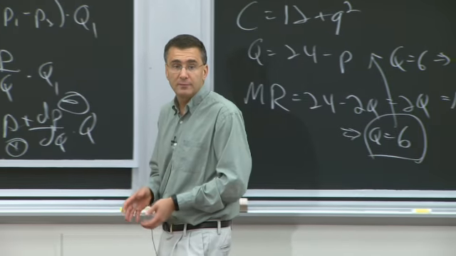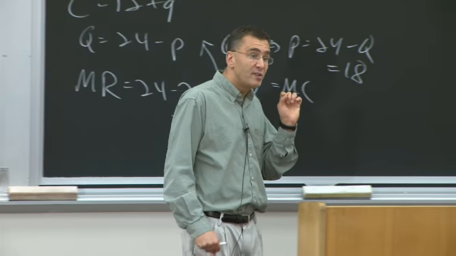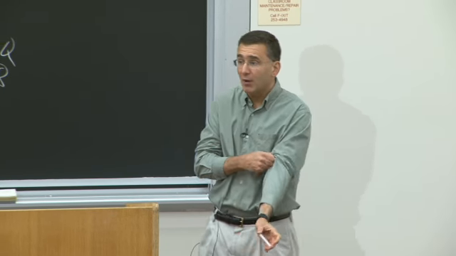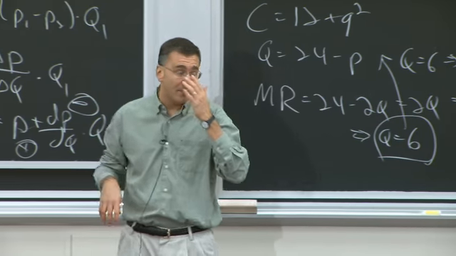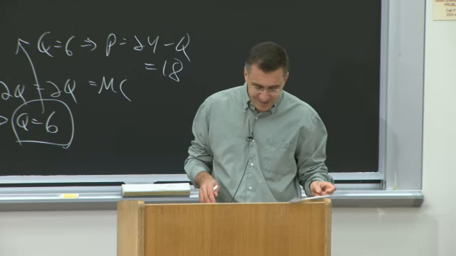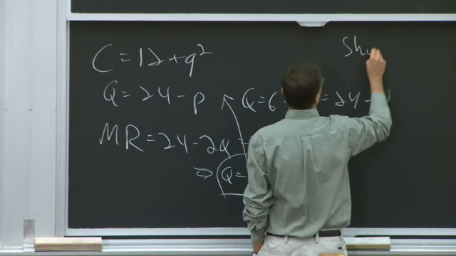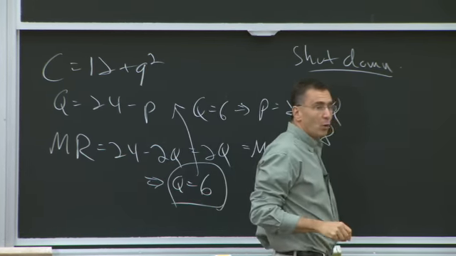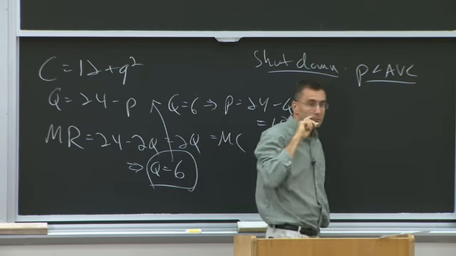Questions about that? Now, one last thing. In the short run, we still have another condition for profit maximization, which is the shutdown rule. Remember the shutdown rule? We talked about perfectly competitive firms in the short run: even if profits are negative, you might not shut down. You only shut down if price is less than average variable cost. So there's still the shutdown rule.